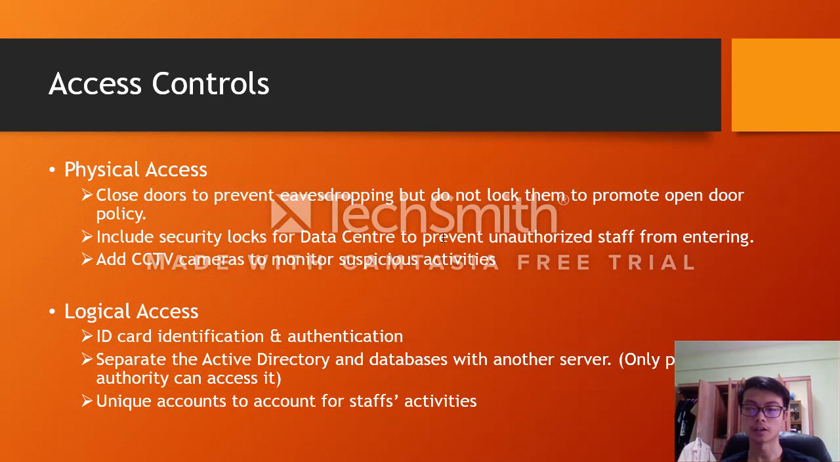For logic access, the ID cards should be able to identify and authenticate any user into locked rooms like the data center. And for servers in the company, the Active Directory and databases should be separated in different servers to prevent people of low authority or high authority from being able to access them respectively. This is to prevent unauthorized access to and modification of any kind of information that is within the server itself. And last but not least, unique accounts should be given to each staff so that they'll be accountable for any activities they do during work.